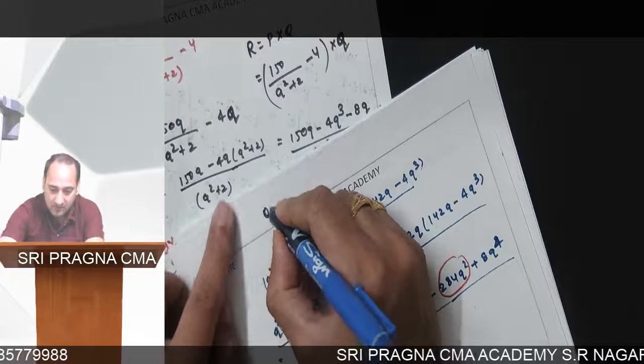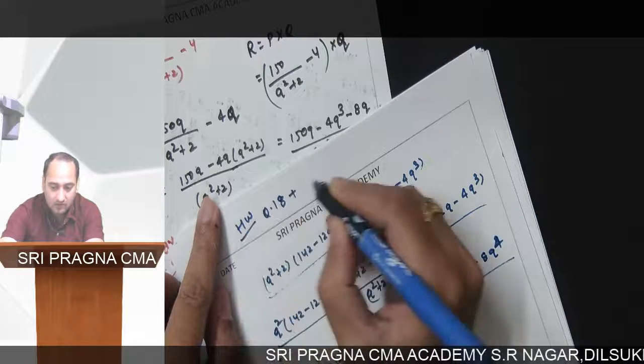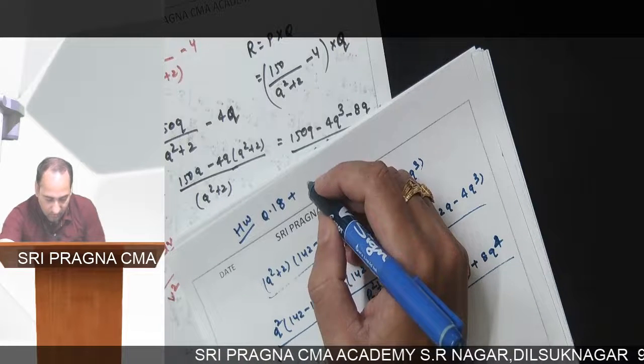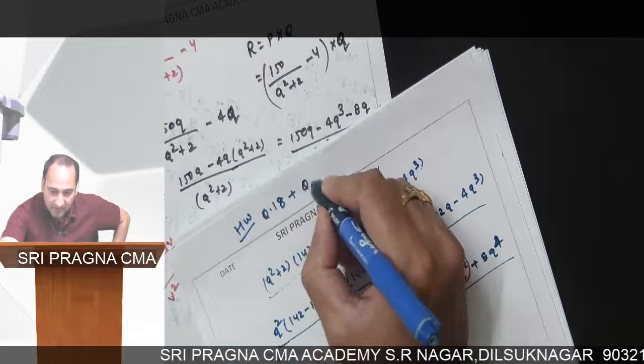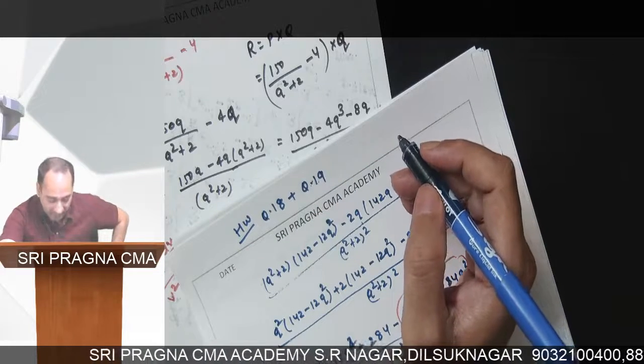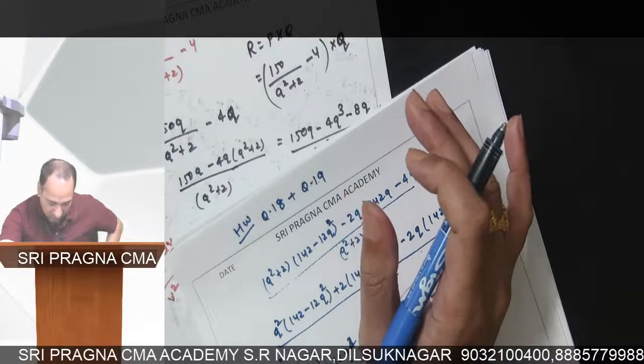Question number 18, you can do by yourself. Question number 19, it's very easy sums, you can do by yourself. Question number 20, I am going to do right now.